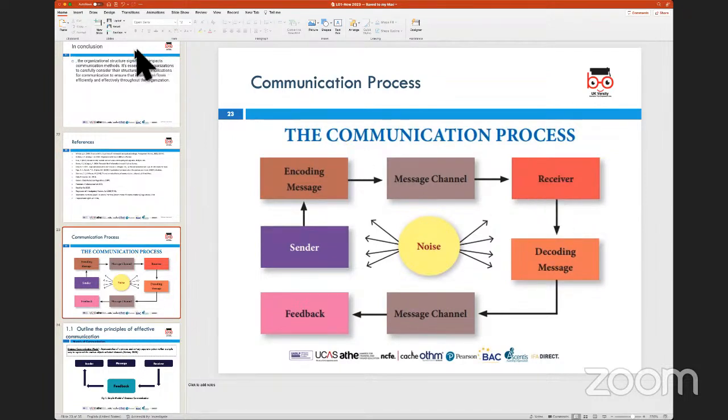Now, when you ask me a question through the chat, or when you interject during the course of my discussion, what you're providing me is feedback to say that you're able to understand what I'm saying. And what I'm saying, you comprehend, and then you respond back, and that process completes this whole cycle of communication.